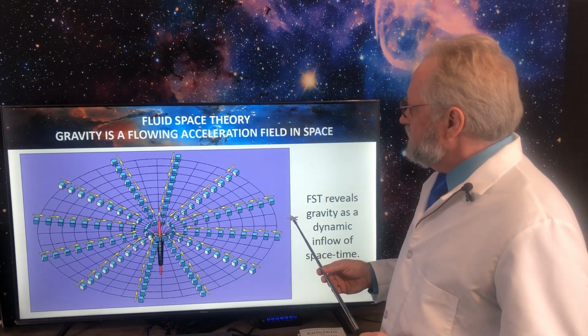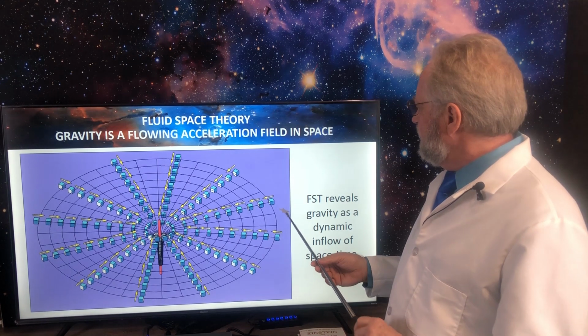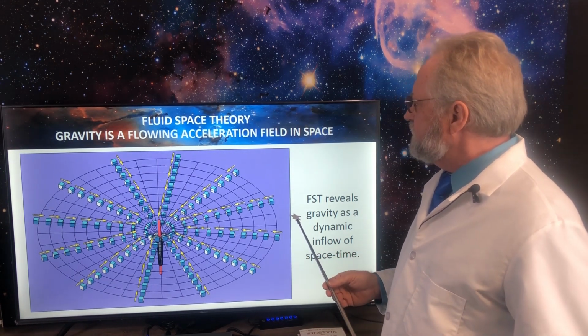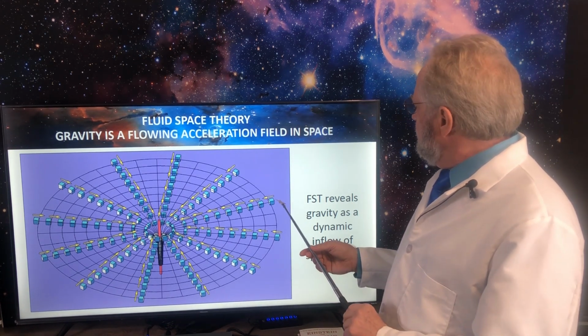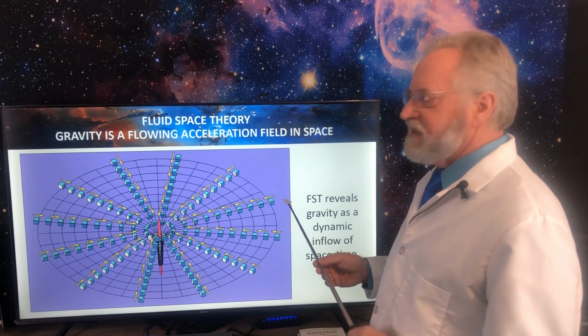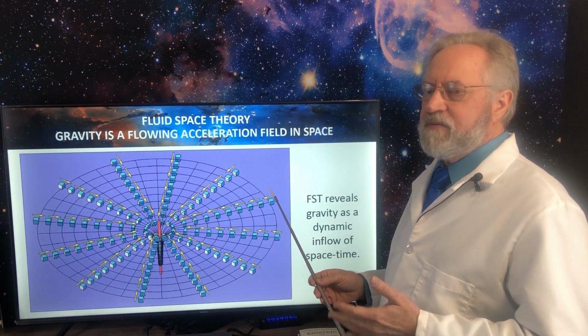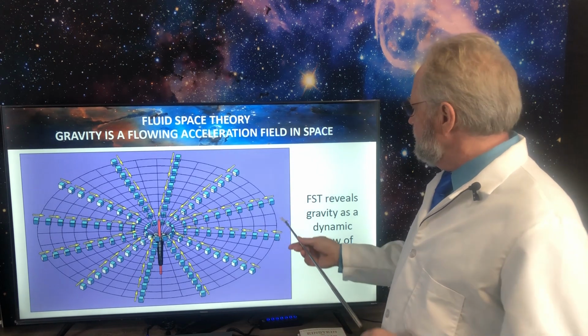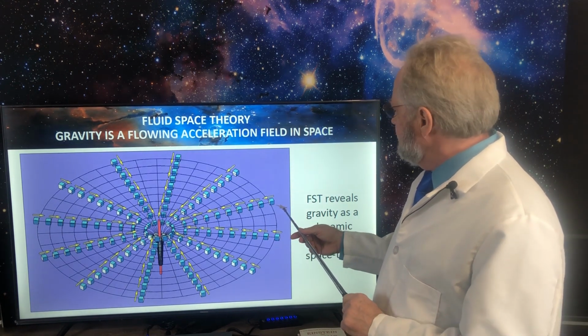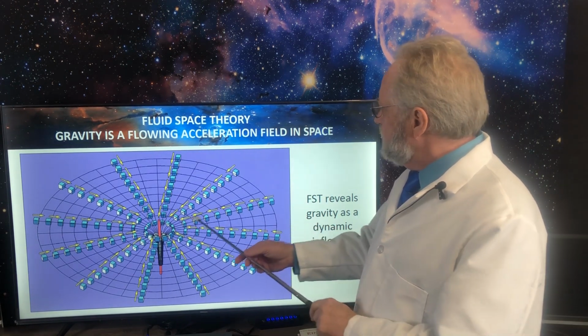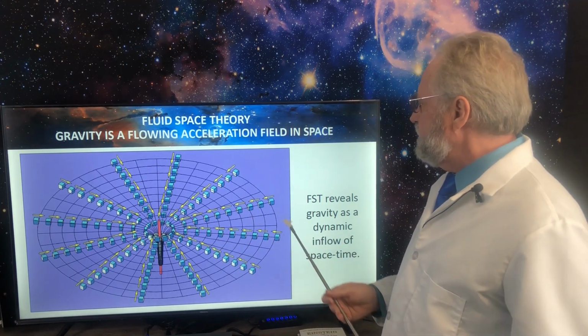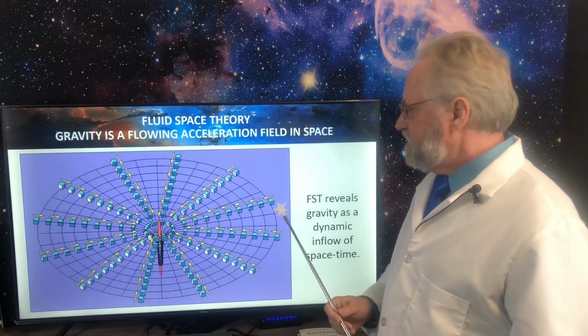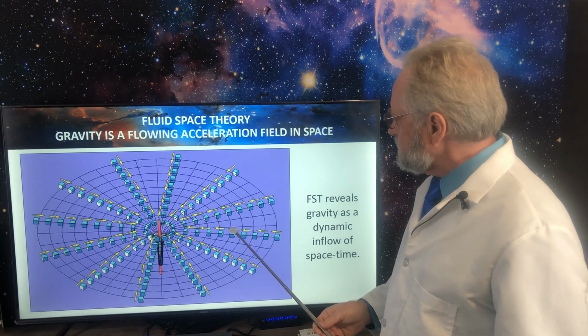So I use this chart to explain a little bit more about what's going on with fluid space theory. You can imagine unit cubes. Let's say they're all 1 meter on a side, or maybe 1 kilometer on a side, or whatever size you want to make them. It doesn't matter. They're all falling down into a black hole, and the black hole is big enough to pull them in.